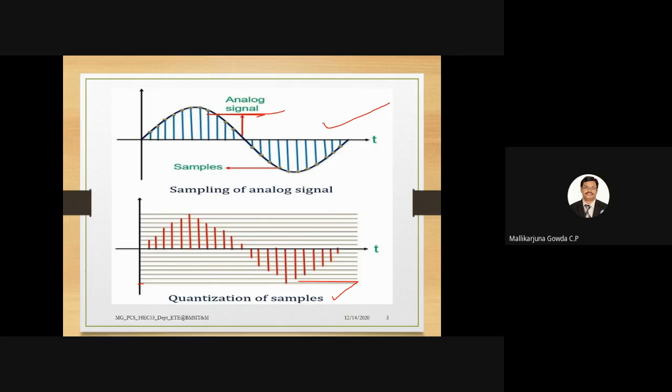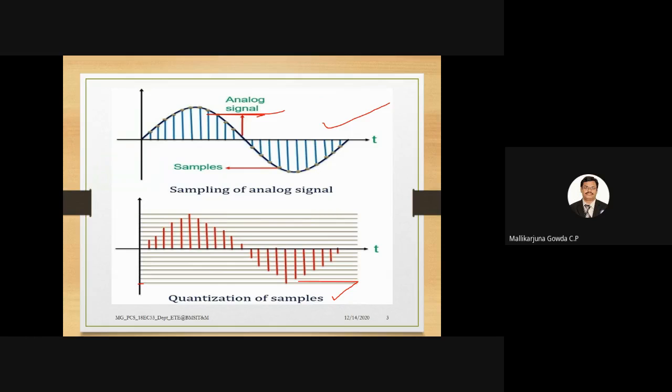Yes. How many levels and all, we'll discuss. If I discretize the amplitude of the signal into so many levels, what will be the advantage? If I reduce the number of discrete amplitude levels, what happens? If I increase, what happens? All those things we'll discuss in the subsequent slides.